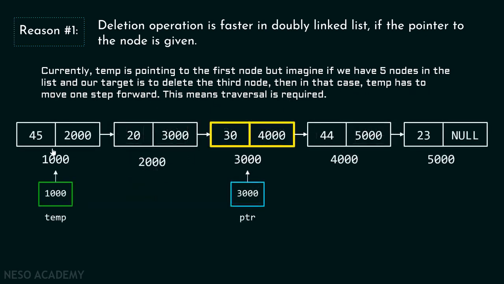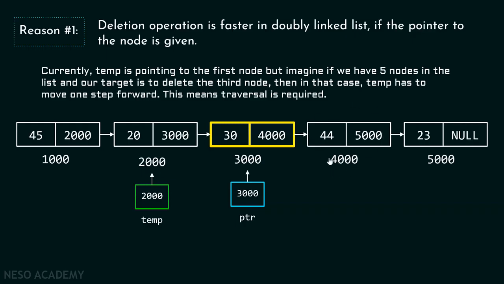But if we have a list consisting of 6 nodes and our target is to delete the third node, then we need to move our temp pointer towards the right so that it can point to this node. That means traversal is required, right? And in the worst case, traversal takes order of n time if n is the length of the list. Now what is the worst case? Let us suppose we want to delete this node. This is also an intermediate node, right?